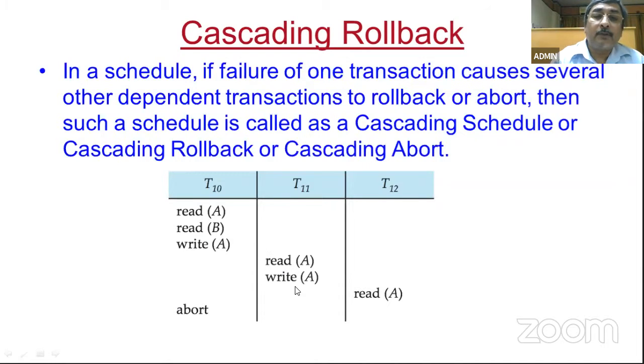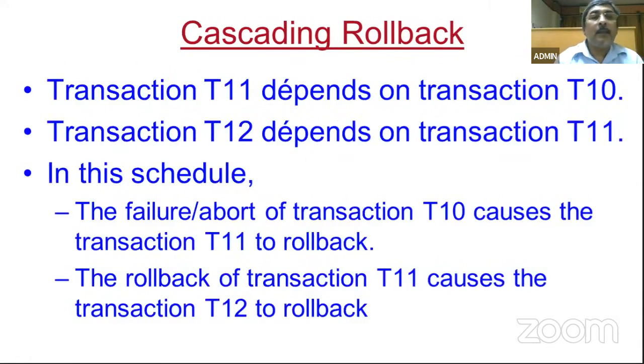So similarly, if T11 writes and T12 reads, then T12 depends on T11. So therefore, if T10 aborts, then you need to roll back the entire thing of T10, and not only that, T11 and T12, because they are kind of linked in a sense. So that's what I've written here. So that's called cascading rollback.